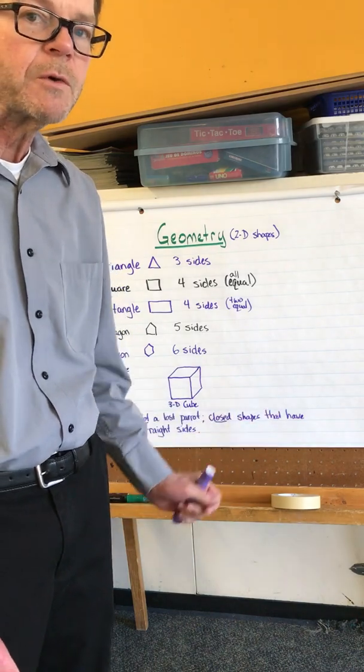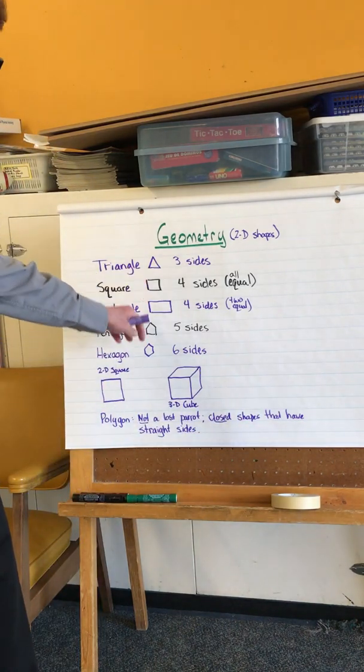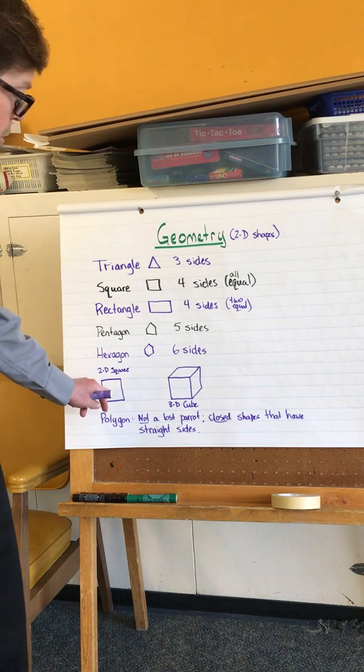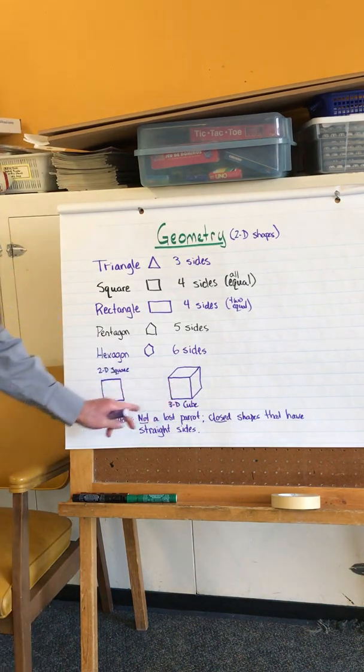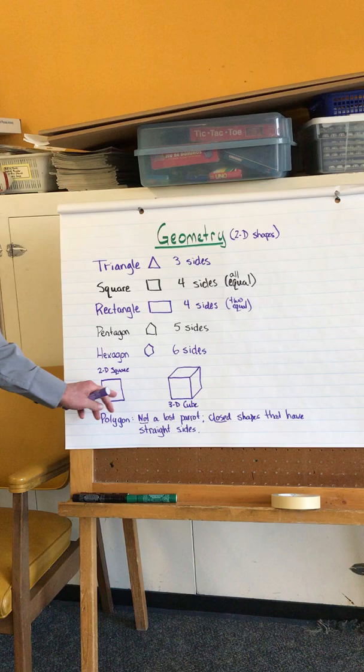So in grade 2 we mostly focus on the 2D shapes, and we'll talk about those. And then we'll talk about the difference between a 2D shape and a 3D solid, which I'll show you here. The difference between a square and a cube.